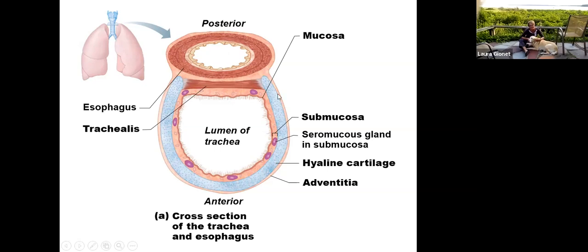To see how the hyaline cartilage does not make a complete circle, it's kind of open in the back with flexible connective tissue and some muscle tissue that allows some expansion of the esophagus behind it, kind of into the trachea a little bit. So there's some flexibility.